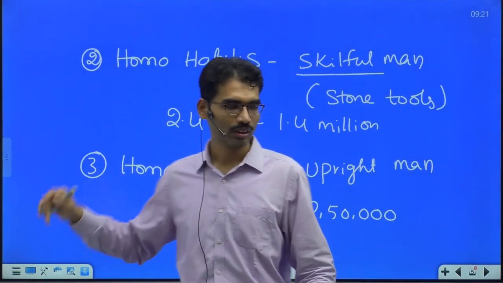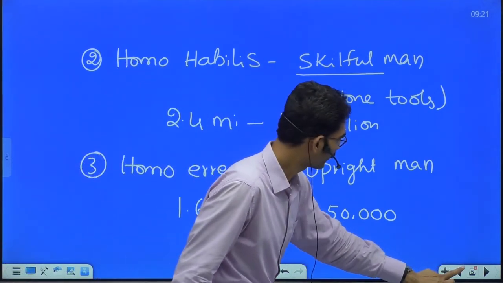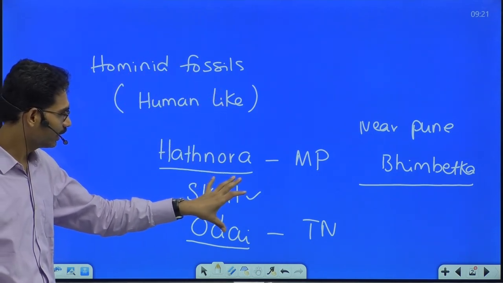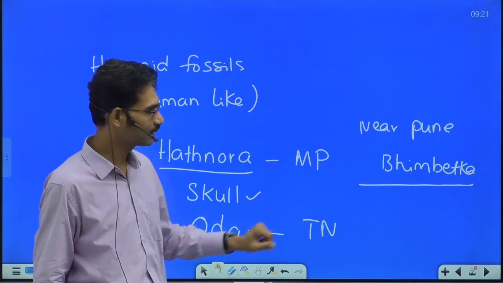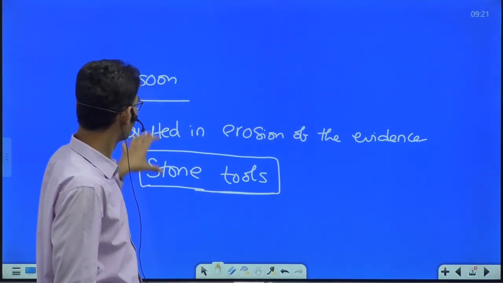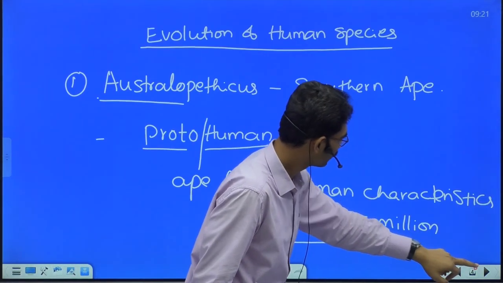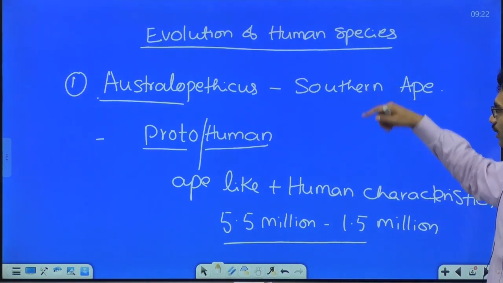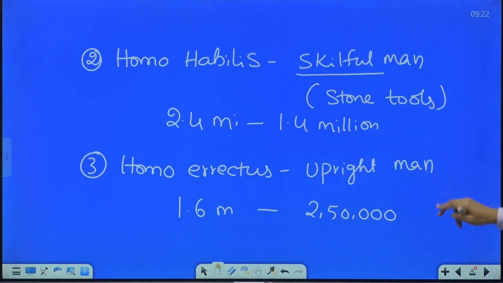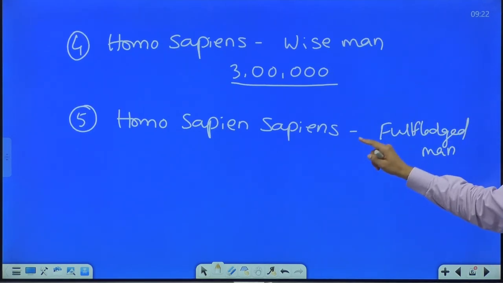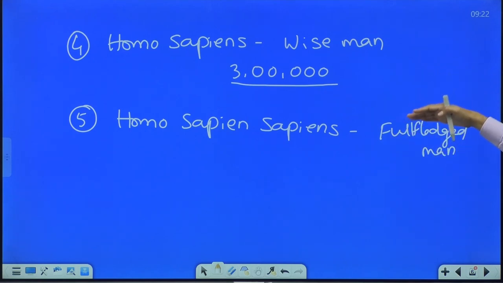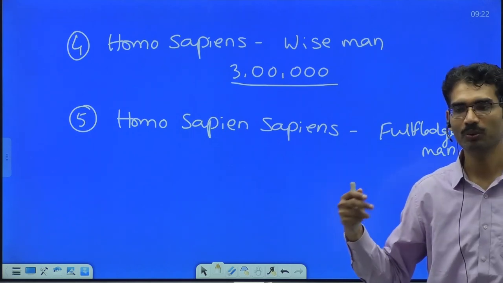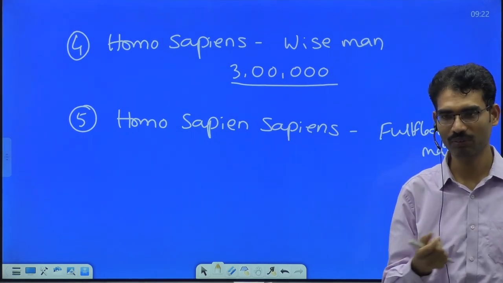So this is how the beginning. Hominid fossils, human-like fossils in India, we got Hathnora and Odai, two places. And thereafter, in the evolution, Australopithecus, then Homo habilis, then Homo erectus, then Homo sapiens and Homo sapiens sapiens. This is the biological evolution. And when it comes to biological evolution, you can bring the person who contributed to the understanding of biological evolution.